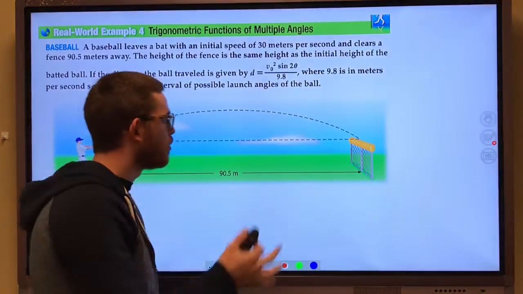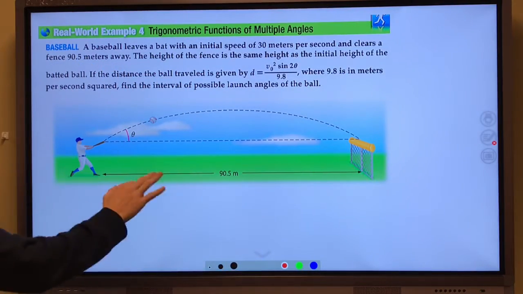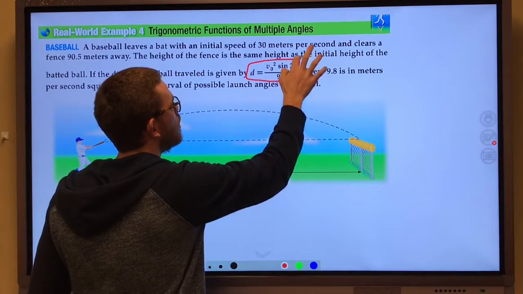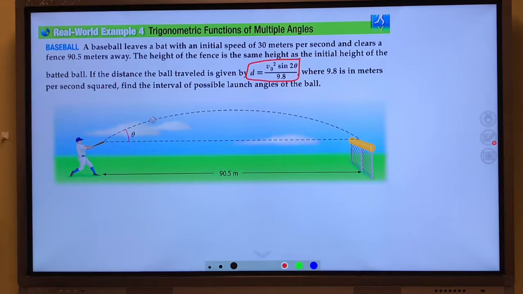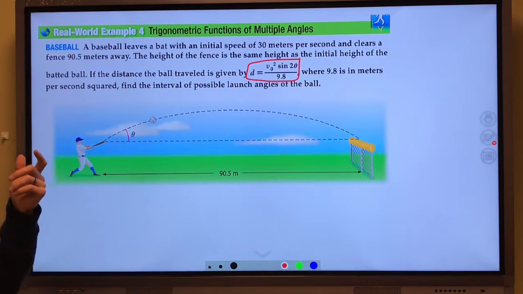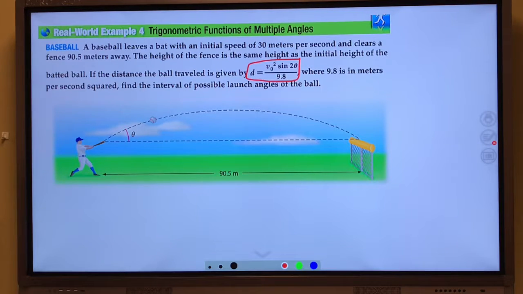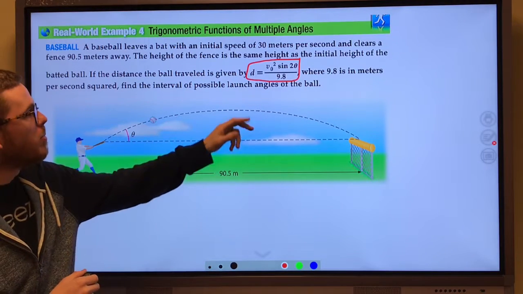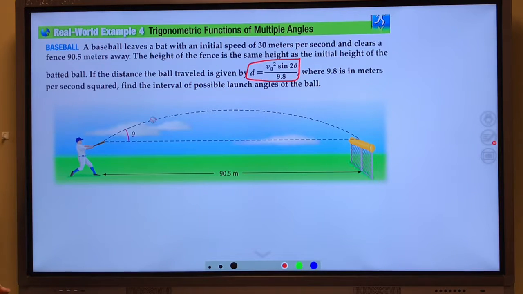All right, so we got a big bad word problem for us here. It's really all about this formula. Anyways, so a baseball leaves a bat with an initial speed of 30 meters per second, clears the fence 90.5 meters away. The height of the fence is the same height as the initial height of the batted ball. If the distance the ball traveled is given by this formula here, where 9.8 is in meters per second squared, find the interval of possible launch angles of the ball.